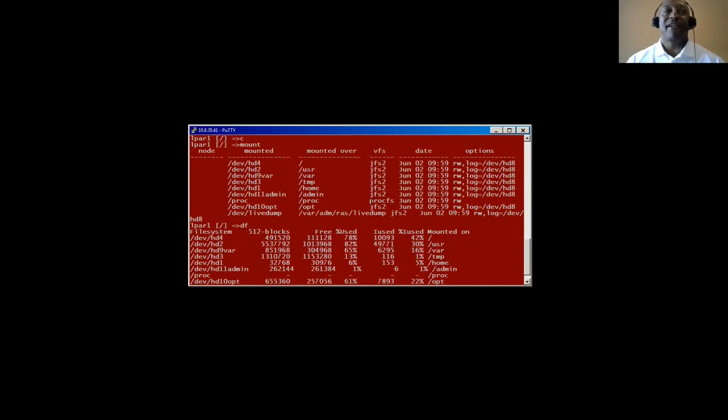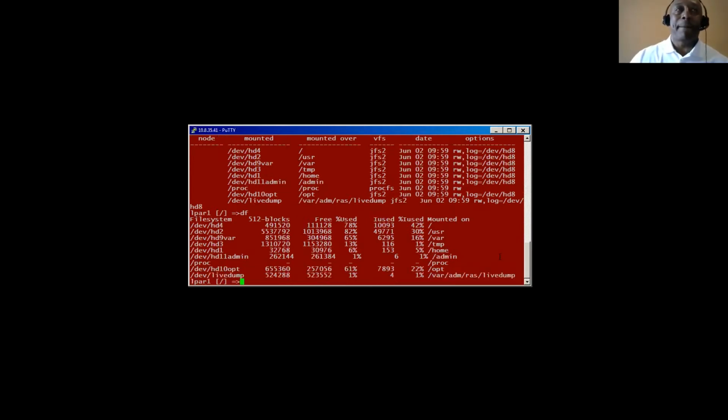What does df mean? df, display file systems. Yep. And when you are not speaking, just go ahead and mute your mics because we're getting a lot of background noise. But yes, df is display file systems.